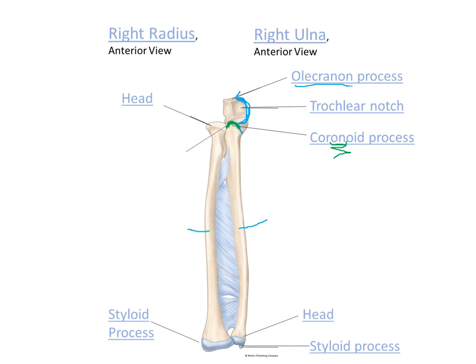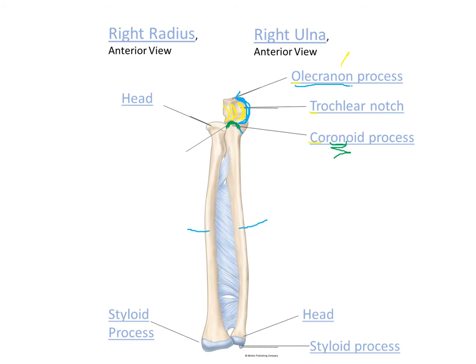Okay. Finally, in between these two processes, we have the trochlear notch. And as you might imagine, the trochlear notch is going to articulate with, or form a joint with, the trochlea on the humerus. So it's this big notch, the space in between the two processes here. All right, so to remember the order of these, think OTC, over the counter. Over-the-counter medicine, OTC, starting with the pointy part of your elbow, which is right here, the olecranon process, and then moving distally to the coronoid process.